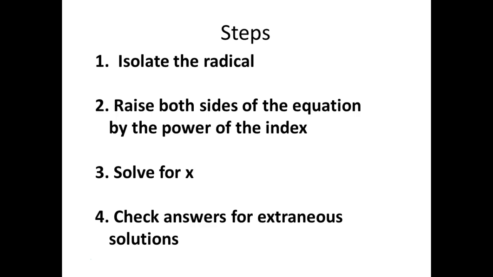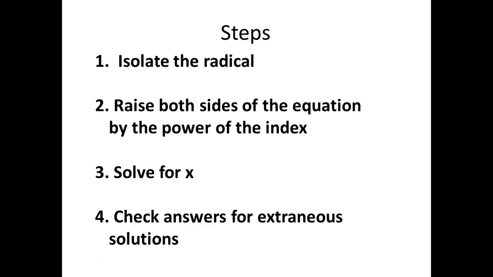Now here are the steps to solve any radical equation. You isolate the radical. That means that the only thing on one side of the equation has to be the radical. Now there is one case where that is not true, and we will go over that in one of the examples. After you isolate the radical, you raise both sides of the equation by the power of the index.